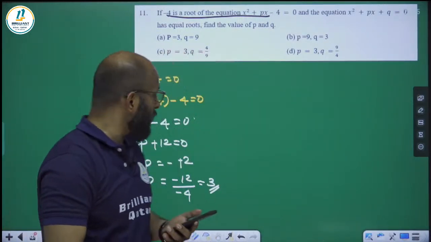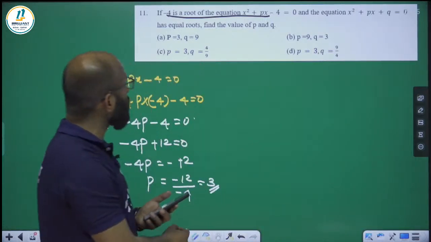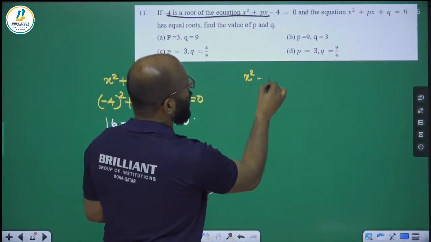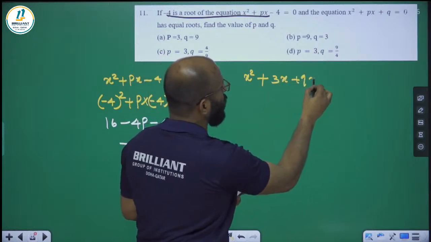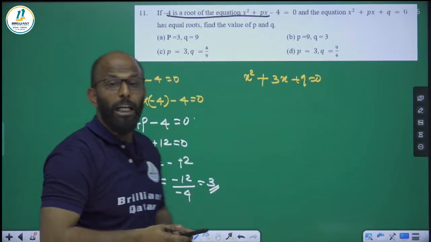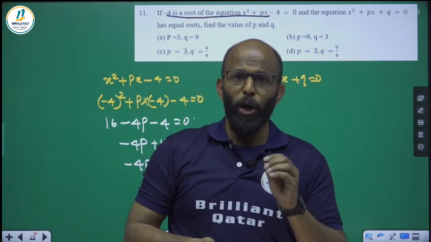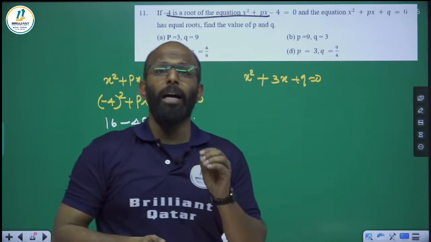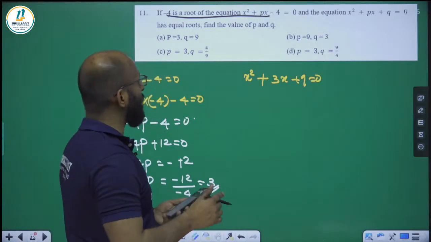This is not our answer. We need to find the value of pq also, right? For that we can use the p value in the second equation. What is the second equation? x square plus px plus q, where p is 3. So x square plus 3x plus q is equal to 0. It's given that it has equal roots. What do you mean by a quadratic equation having equal roots? You know that the discriminant value is equal to 0, which means b square minus 4ac is equal to 0.